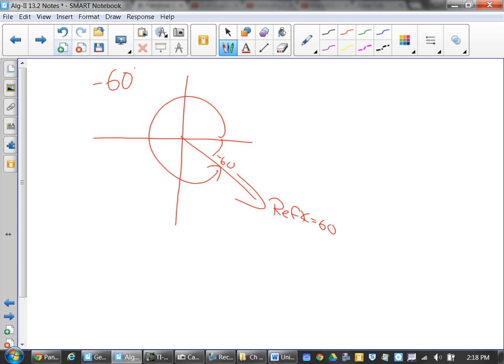300. If I wanted to get the negative one, I'd go around again to what? 420. Negative 420. Very good. That's all it is. It's not bad. It's just working itself back and forth.